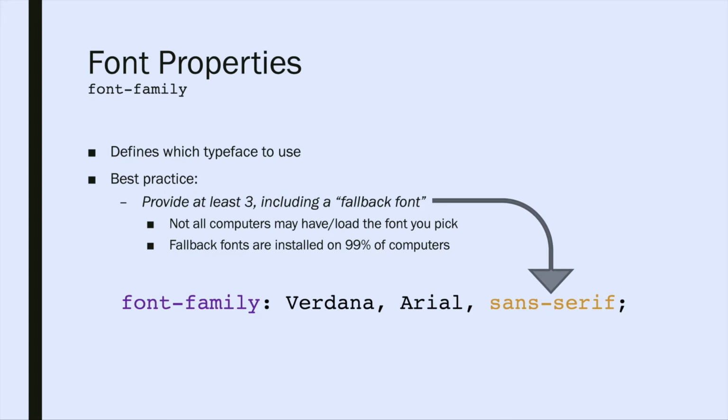The reason for this fallback font is because not all computers may have or load the font you pick. Fallback fonts such as sans-serif and serif are installed on 99% of computers. Therefore, in case the person viewing your site can't load Verdana or Arial, the fallback font of sans-serif should be loaded on their machine, and therefore they should be able to load the font you're going to choose. Not specifically the font you want to load, but at least you have a fallback font for them to see the content.